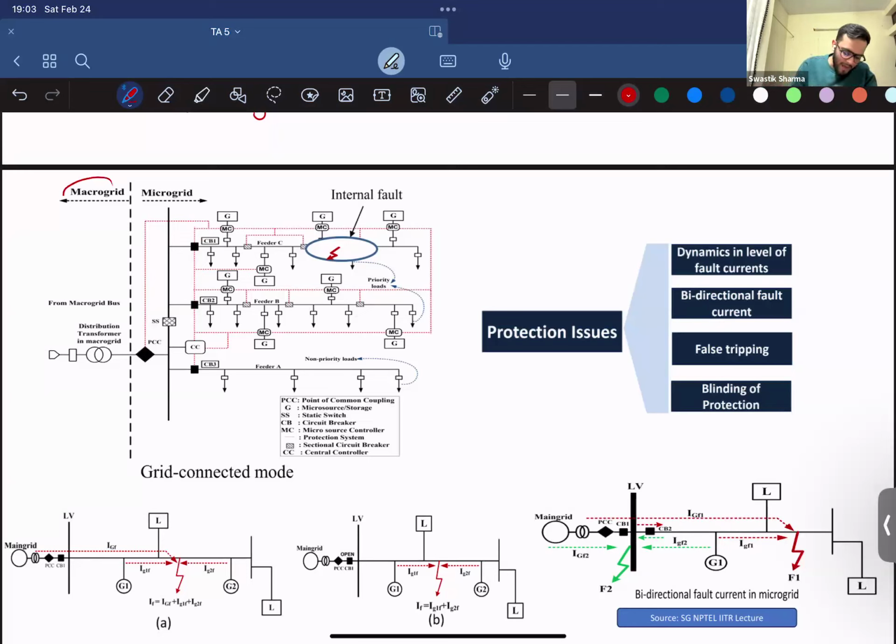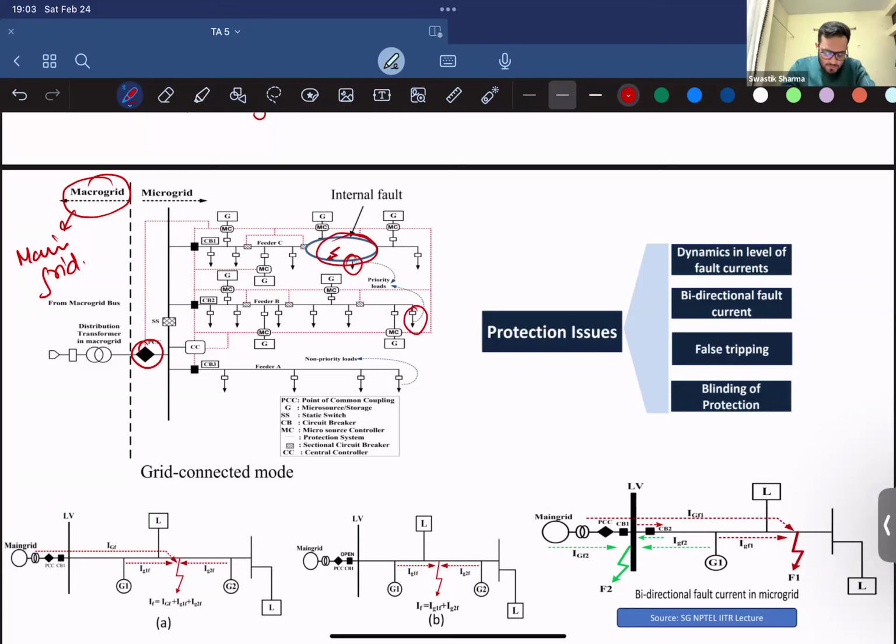So microgrid, we generally use the term for main grid only. Since a microgrid is miniature size, the macrogrid is the magnified version of this microgrid. So this macrogrid is connected through a PCC to this microgrid, which has some internal fault, right? And it is connected to some priority loads given by these two loads, right?